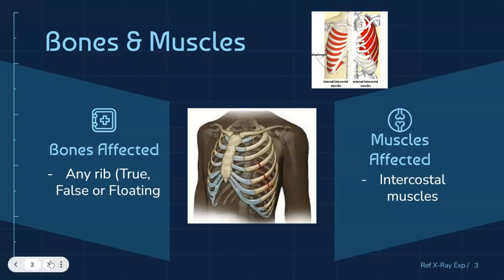The bones affected by this injury could include any rib, including true, false, or floating ribs, and this injury can affect only one rib or multiple ribs. The main muscles involved in rib fractures are the intercostal muscles that allow the rib cage to move up and down. These muscles can be strained by any type of activity that involves forceful twisting or swinging of the arms, so an acute injury such as fractured ribs would put a strain on these muscles.